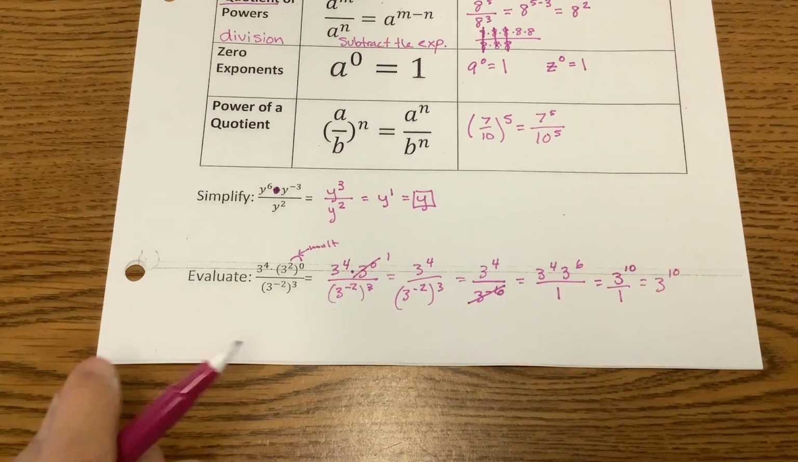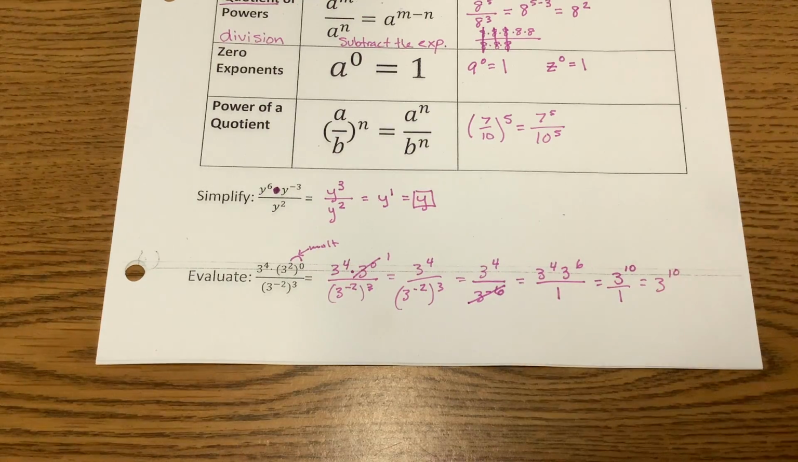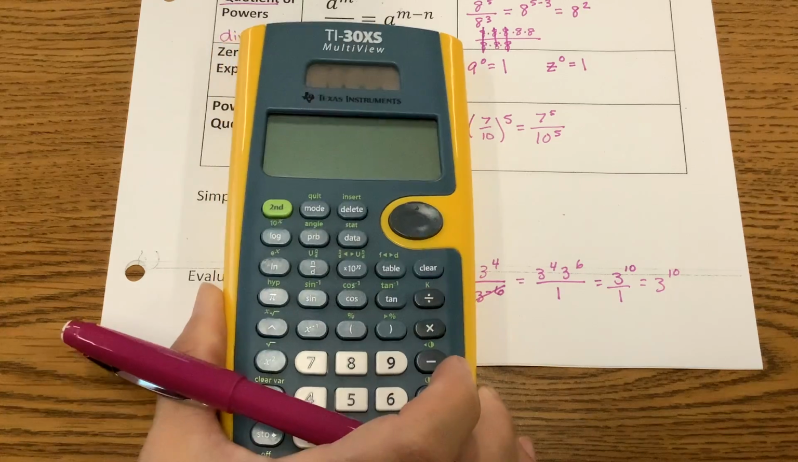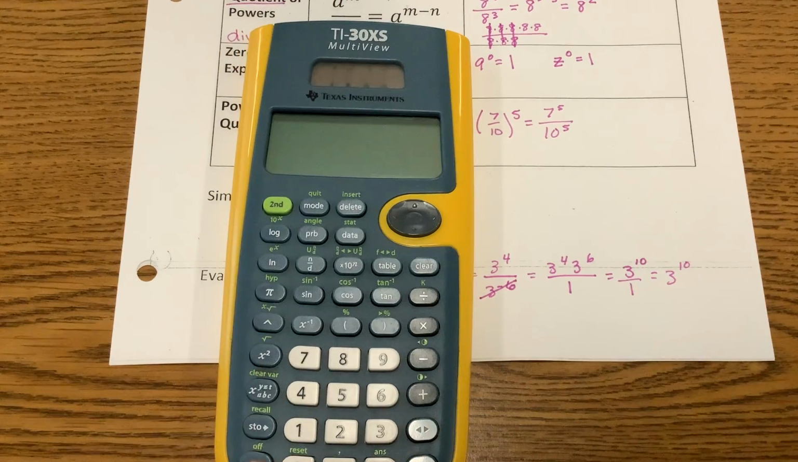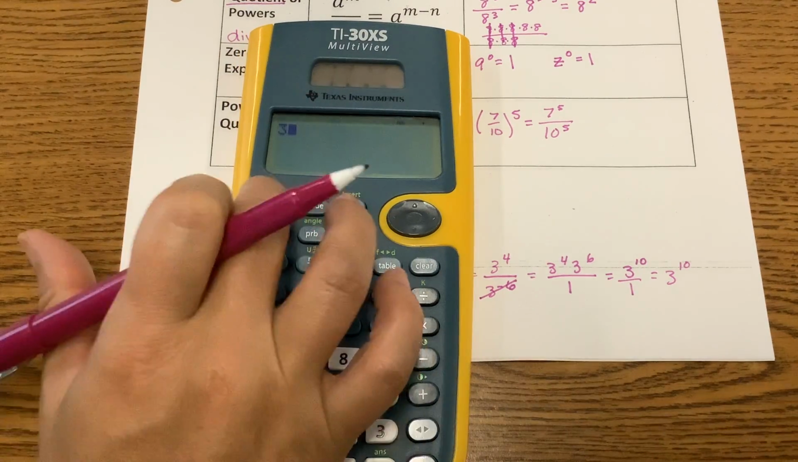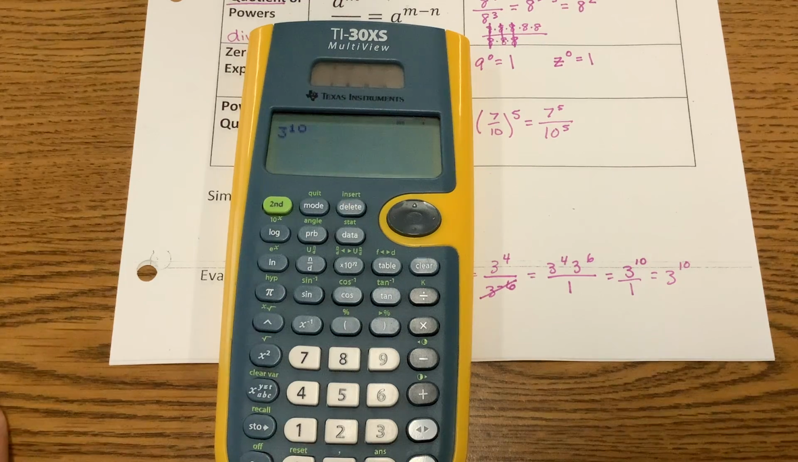Now, do me a favor and go ahead and grab your calculator and evaluate 3 to the 10th. And what value did you get? You should have gotten 59,049.